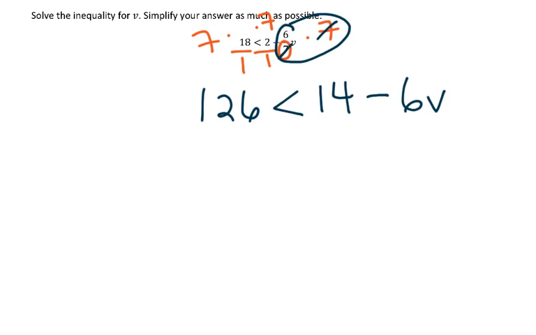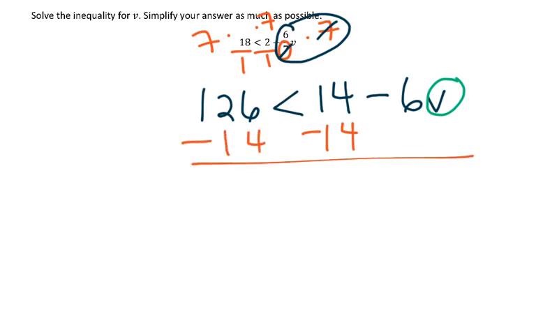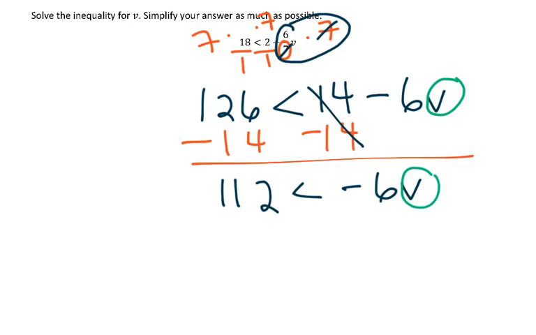Now our goal is to get this v by itself. To do that, I'm going to subtract 14 on both sides. That gives me 112 on this side. The 14's cancel out here, and I'm left with negative 6v. Again, I'm trying to get this v by itself, so now I'm going to divide by negative 6.